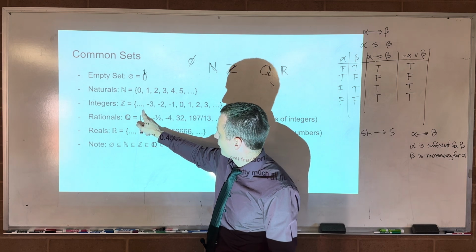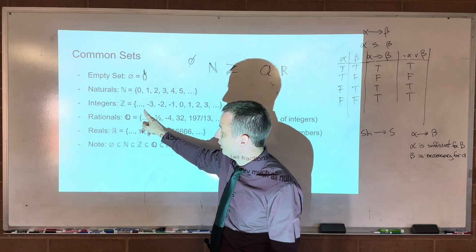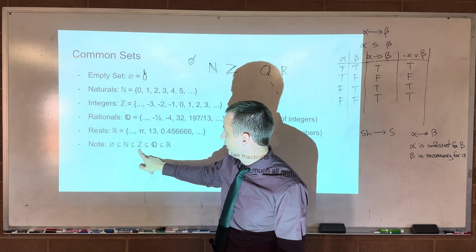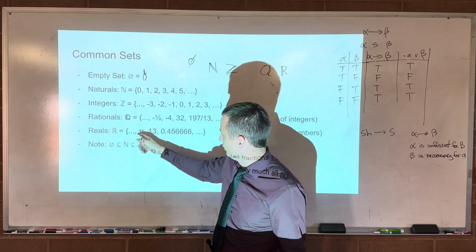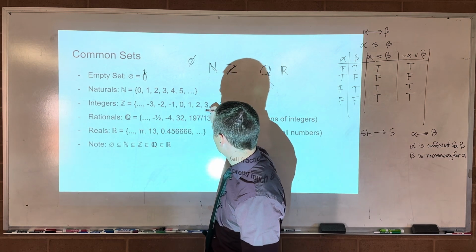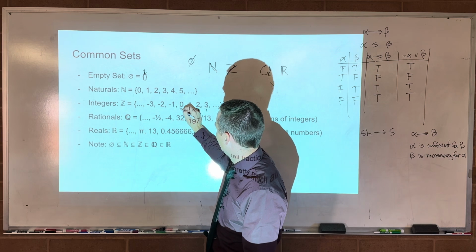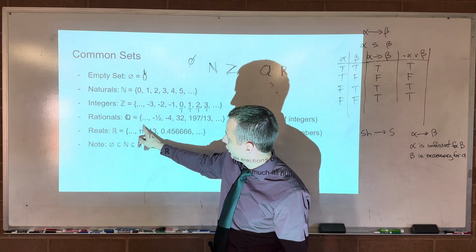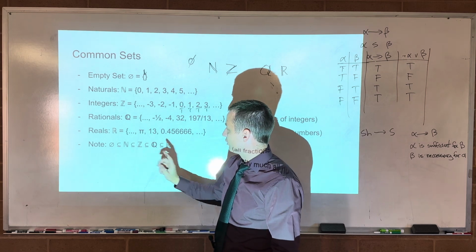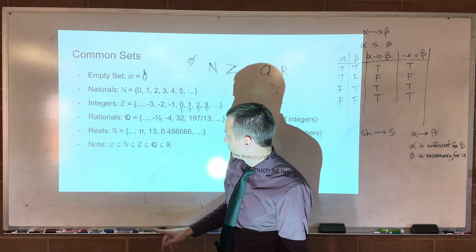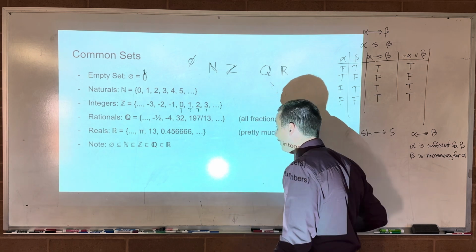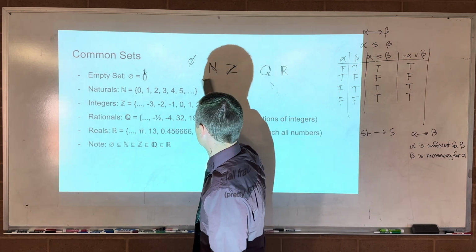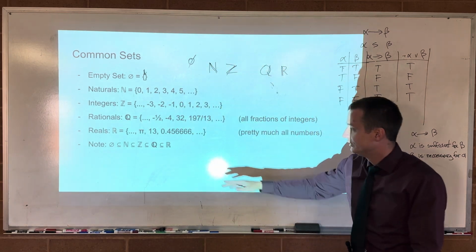And every natural number is also an integer. So the naturals are a subset of the integers. And every integer is also a rational. You can just rewrite it as over 1: 3 over 1, 2 over 1, 1 over 1, 0 over 1. Same number. So every integer is also a rational, so the integers are a subset of the rationals. And every rational is also a real. So the rationals are a subset of the reals. So notice that they're all subsets in that line.